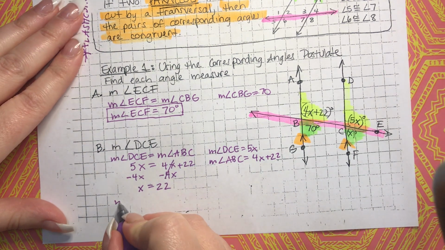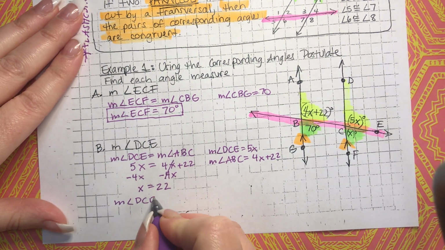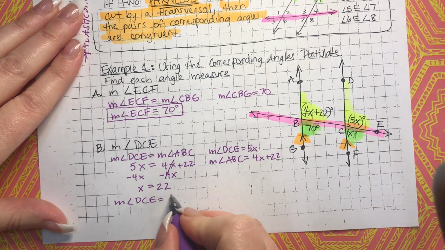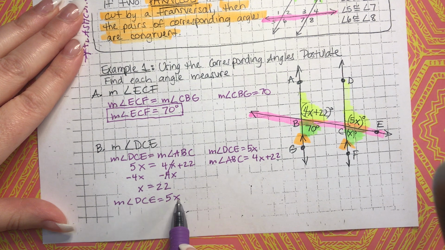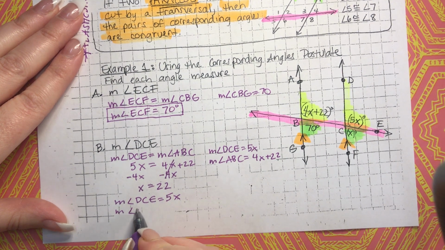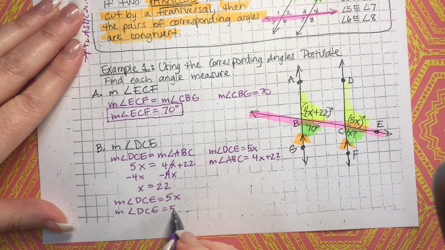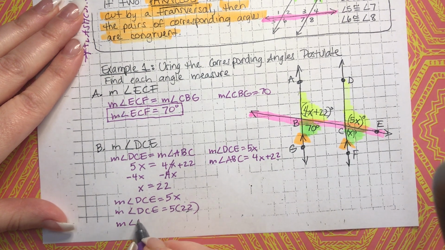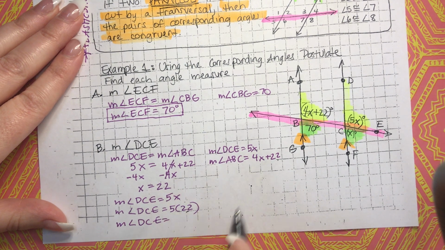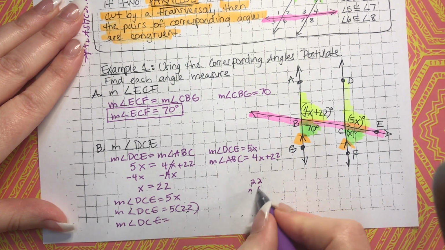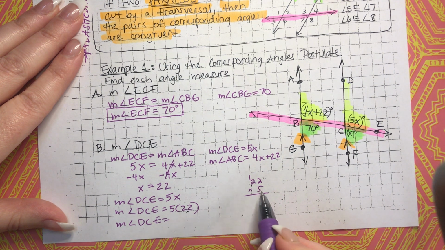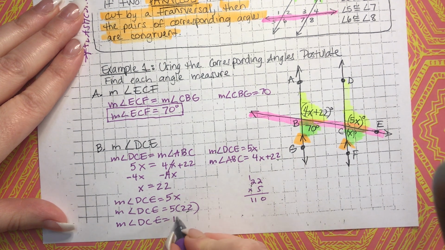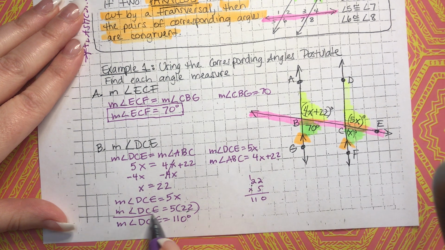So we know that the measure of angle DCE is equal to 5x, right? So then we just substitute in what x is. It's 22 right here. 5 times 22, and then do some little multiplication. 22 times 5, what's that? 5 times 2 is 10. Write the 0, carry the 1. 5 times 2 is 10, plus 1 is 11. So it's 110 degrees. That is the answer.